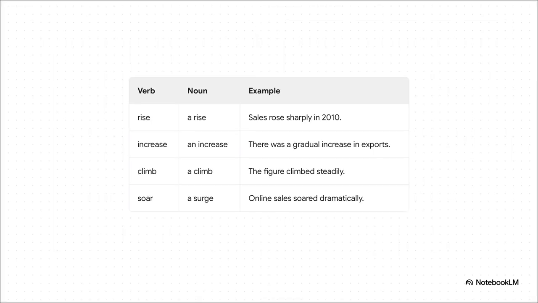So here's your new arsenal for any upward trends. Instead of just saying increase over and over again, you can use words like rise, climb, or my personal favorite, soar, for really big jumps. And notice, you can use them as nouns too. There was a gradual increase. Having this kind of variety is exactly what the examiners are looking for.